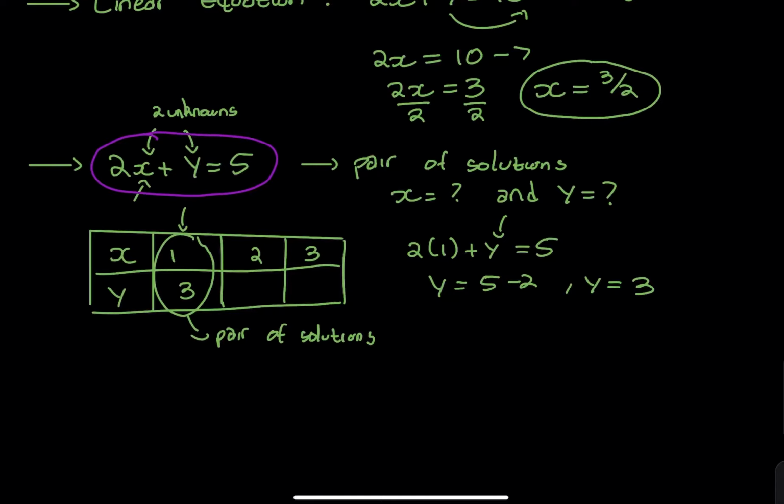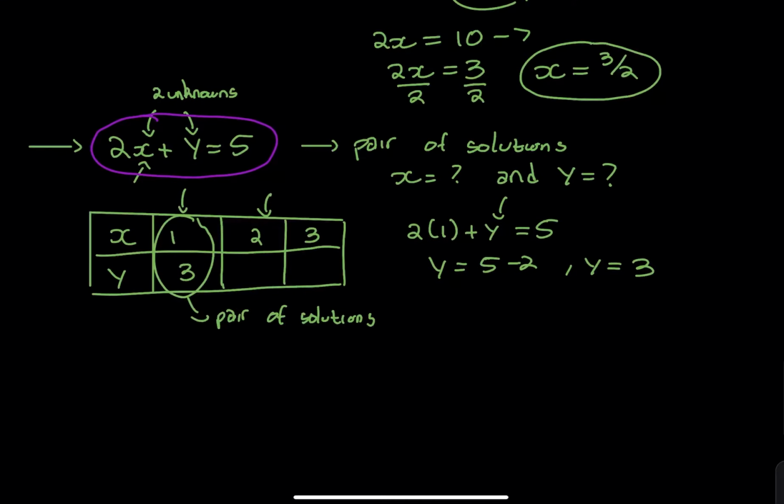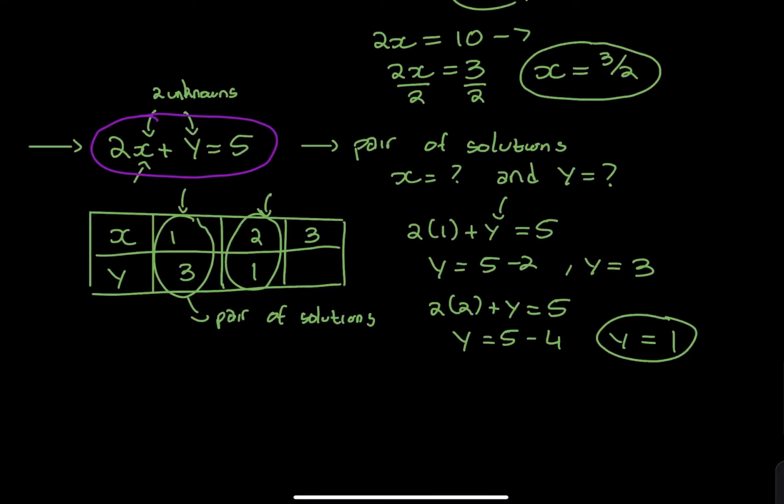Now we can have a look at more examples of pairs of solutions for this equation. For example, 2. Let's say I plug in 2 into this equation, I'll get 2 times 2 plus y is equal to 5, where 2 times 2 is 4, so y is equal to 5 minus 4, and you get y is equal to 1. So this is saying when x is equal to 2, y is equal to 1, and this is another pair of solutions for this equation.